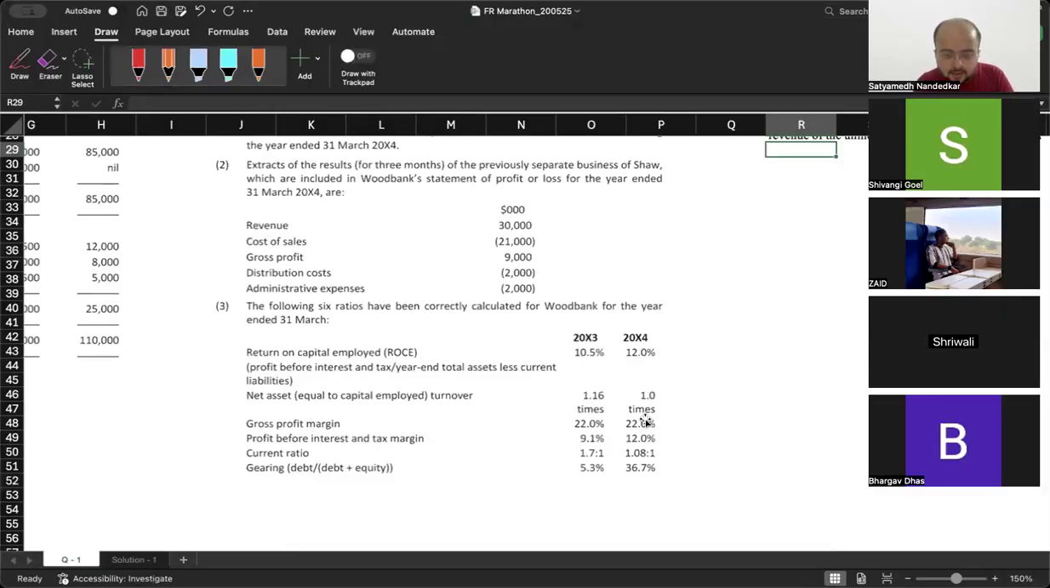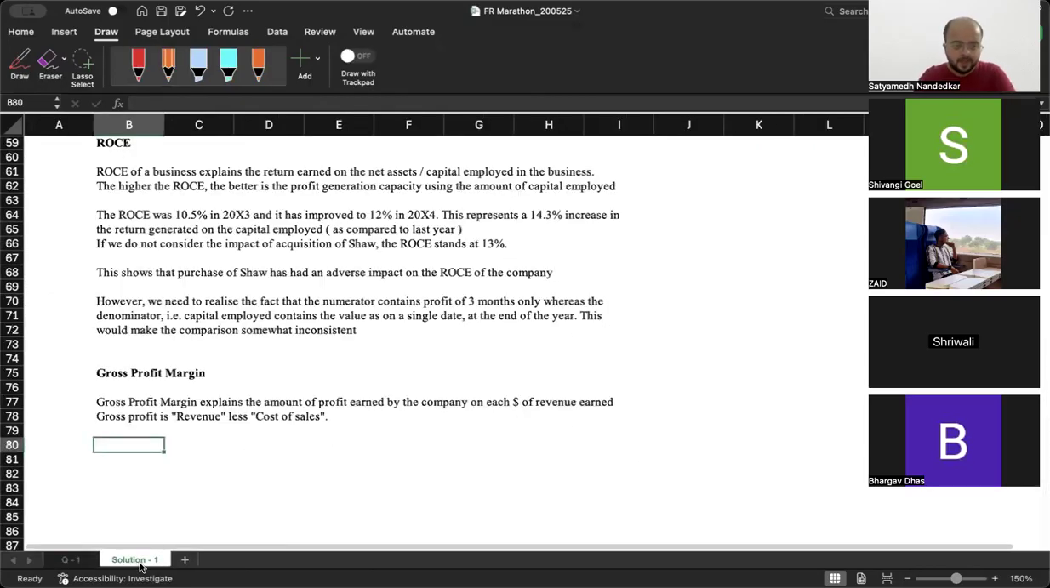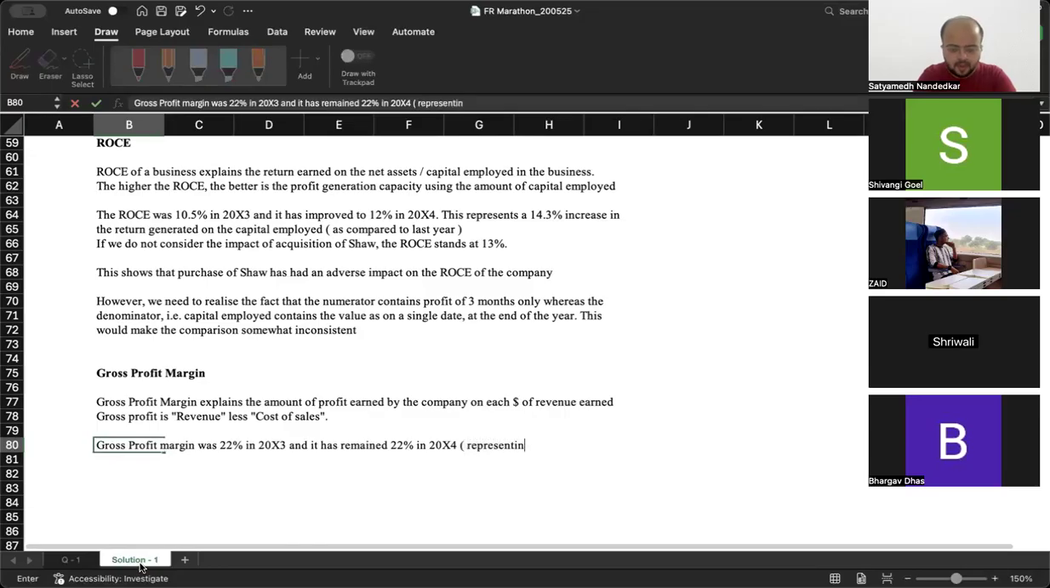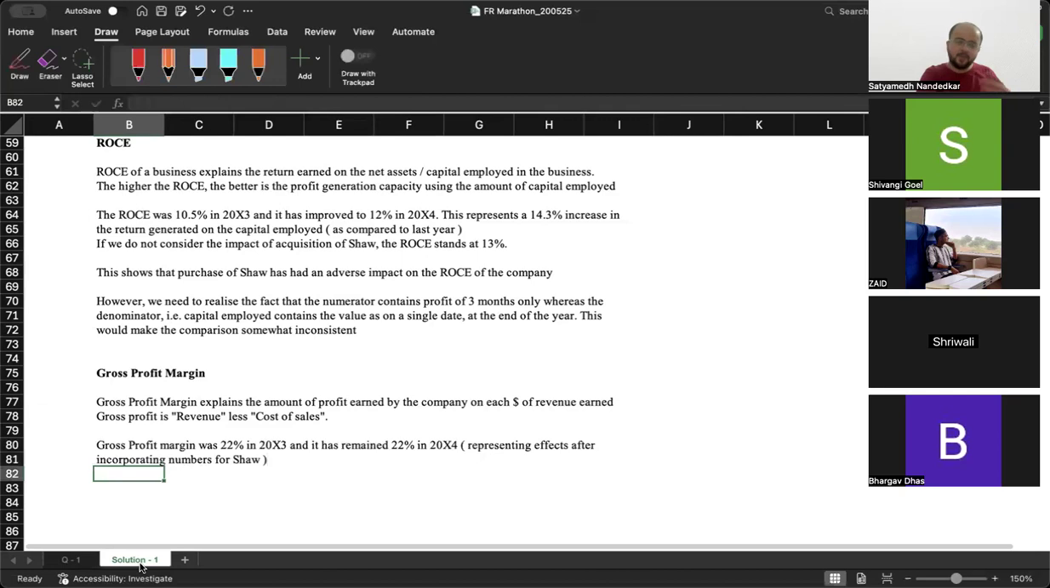Write down last year it was 22%, and in the current year as well it is 22%. Factual data. Gross profit margin was 22% in 2003 and it has remained 22% in 2004, representing effects after incorporating numbers for Shaw. तो ये जो 22% है ये Woodbank का खुद का GP plus Shaw का GP ऐसा है.